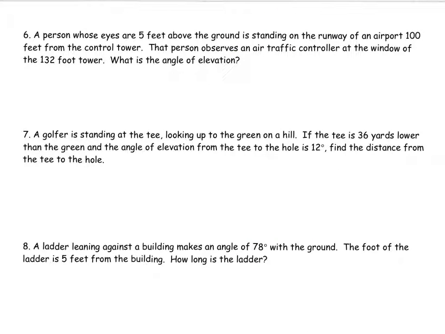Let's just draw it, right? Half the battle is drawing this. So here we go. A person whose eyes are 5 feet above the ground. Let's talk about what that would mean. Let's draw our little person. That would be our 5 feet. The eyes would be right there then. The person is standing on the runway of an airport 100 feet from the control tower. So let's draw a horizontal. You are 100 feet away from that control tower. Notice I'm just building this, right?